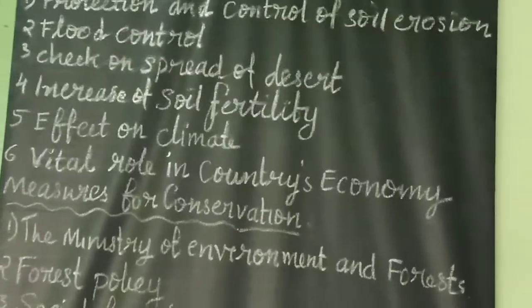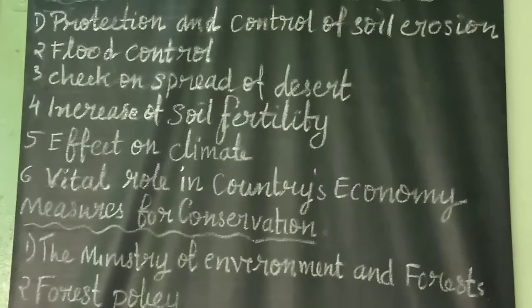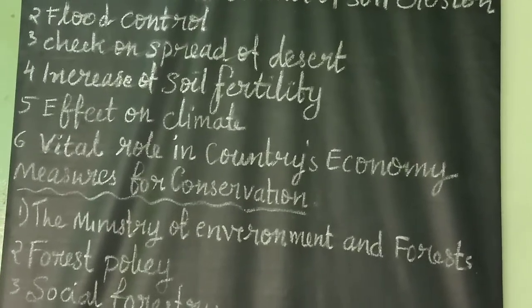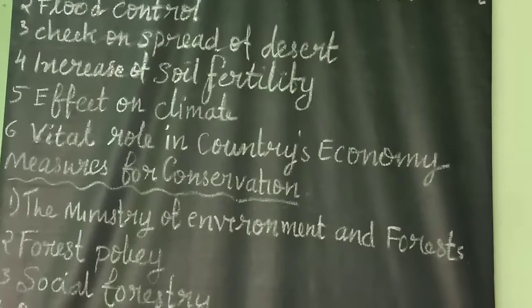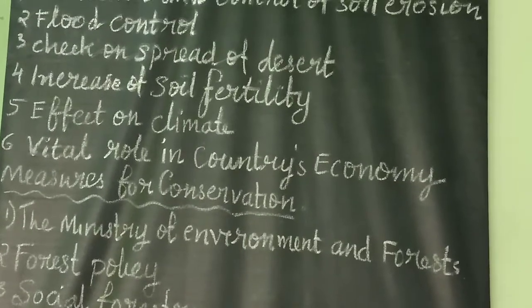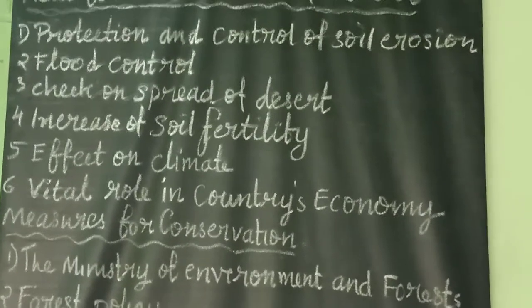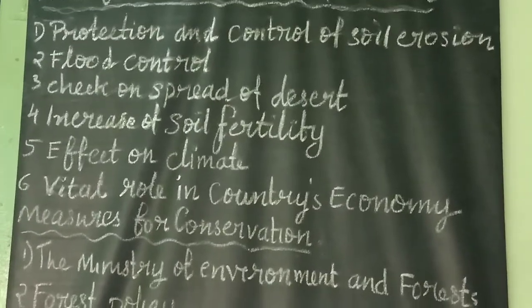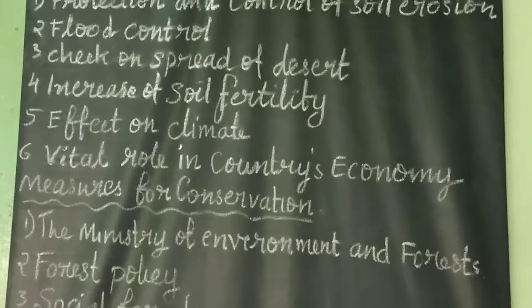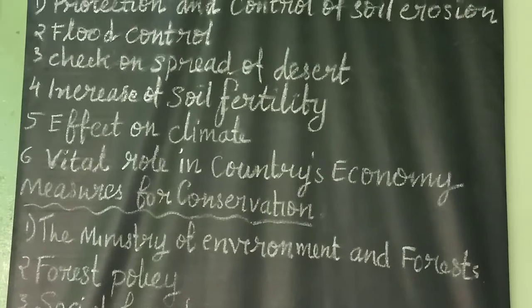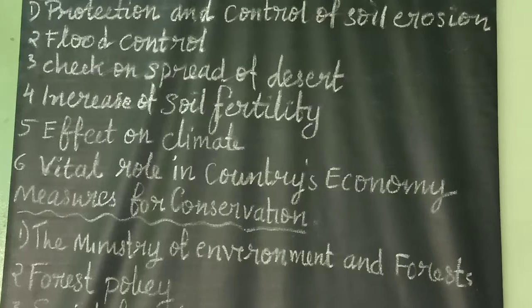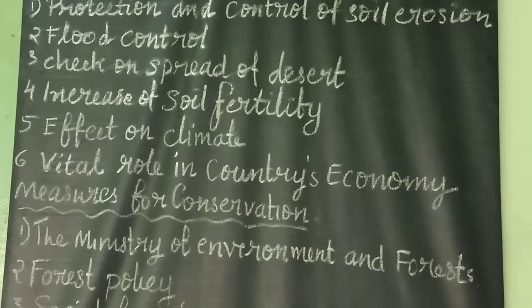Thirdly, check on spread of deserts. Sand particles are blown away by strong winds in the desert and are carried over long distances. Thus results the spread of deserts. So where trees are present, the roots of these trees and plants bind the sand particles and do not permit their easy transportation by wind. The forest also adds humidity to the atmosphere and further helps in checking the spread of a desert.